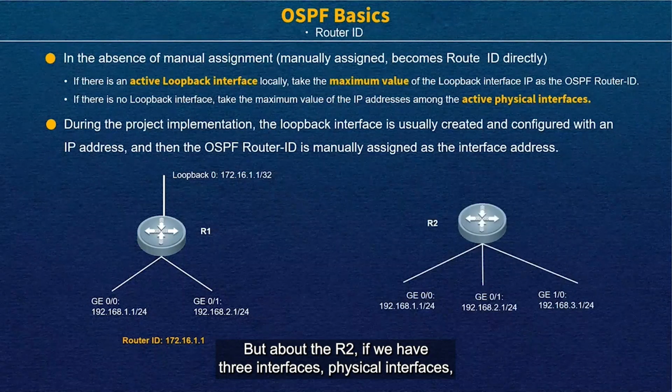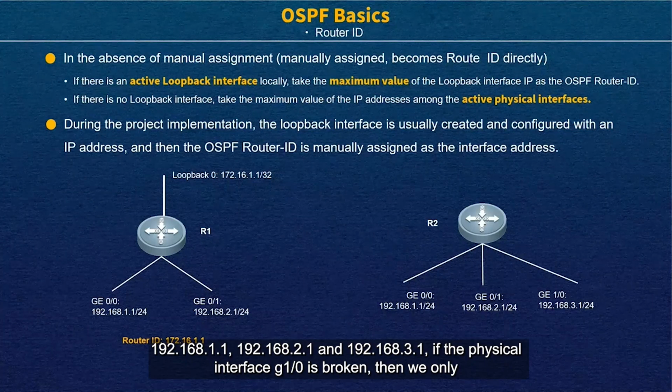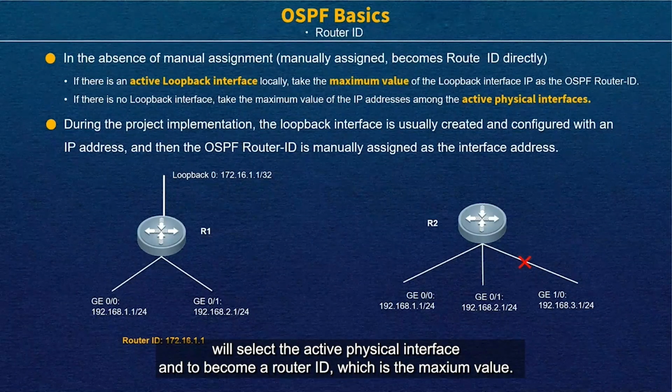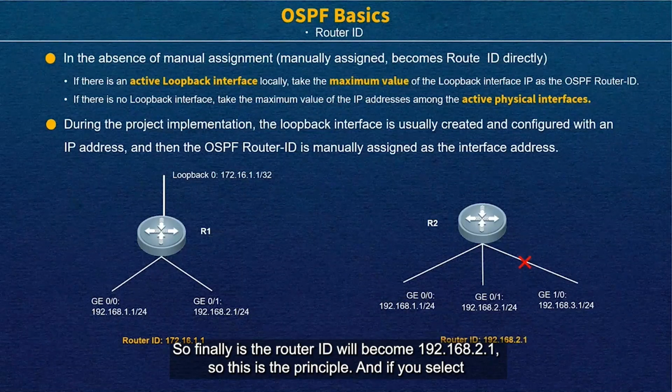But about router 2, if we have three physical interfaces, 192.168.1.1, 2.1, and 3.1, and the physical interface gigabit 1/0 is broken, then we will only select among the active physical interfaces, and the maximum value becomes the router ID. So finally, the router ID will become 192.168.2.1. So this is the principle.